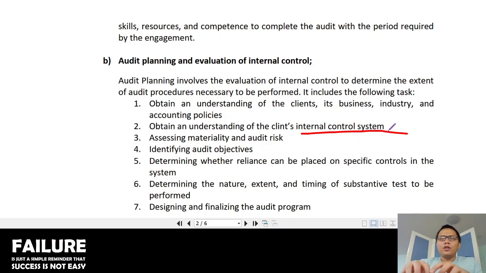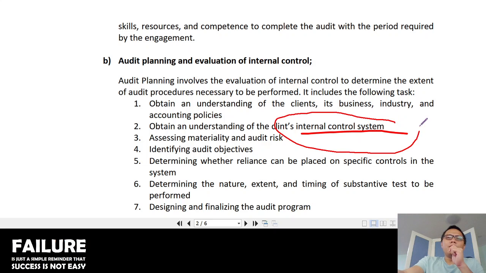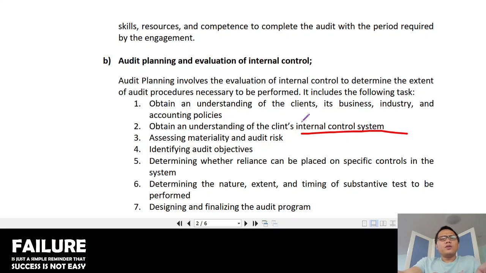Kumbaga, ito yung guard ng entity within themselves na para maprotektahan sila if there are any, in general, fraudulent activity within the entity. Ito yung safeguards nila, di ba? So, as a whole, it encompasses all the policies and procedures in safeguarding the entity. Di ba? So, yan yung internal control, no?